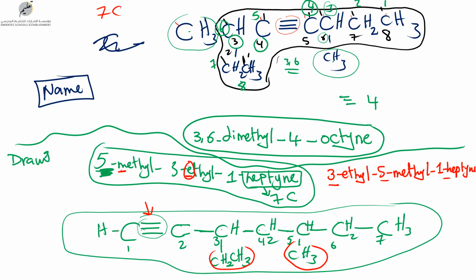Make sure the number of hydrogens is correct. So this carbon is connected to only 1. This is connected to nothing. This one is connected to only 1. This one is connected to 2 carbons. This one is connected to 1 carbon. This one is connected to 2 hydrogens, and this one is connected to 3. Okay, so this is correct. This is wrong, because this one should come first.